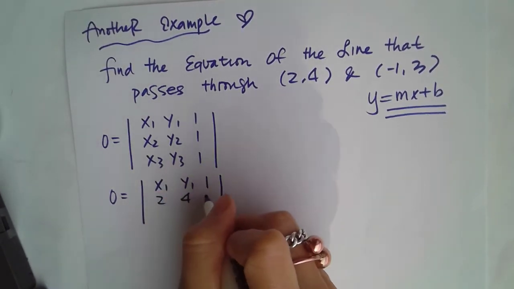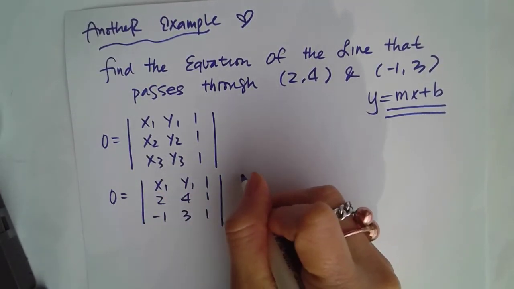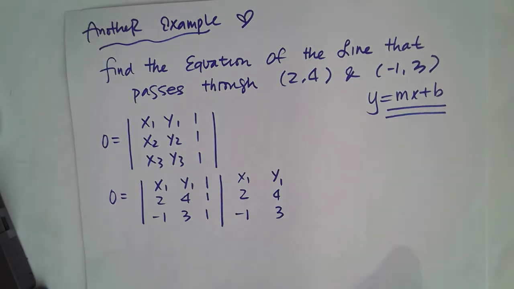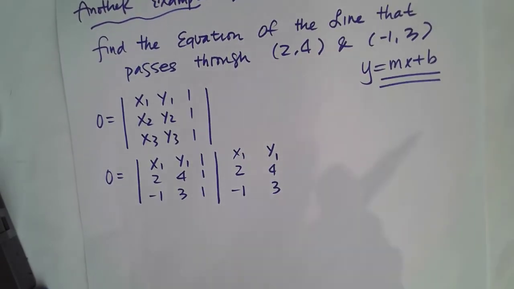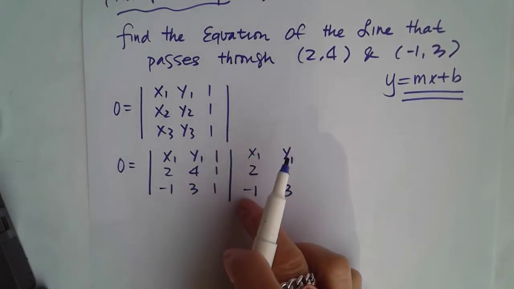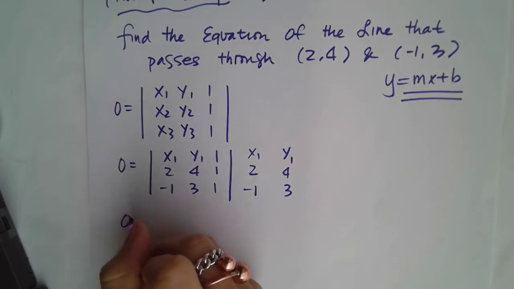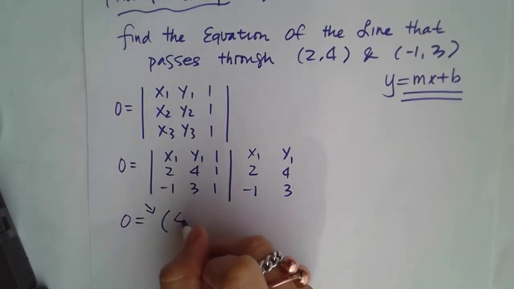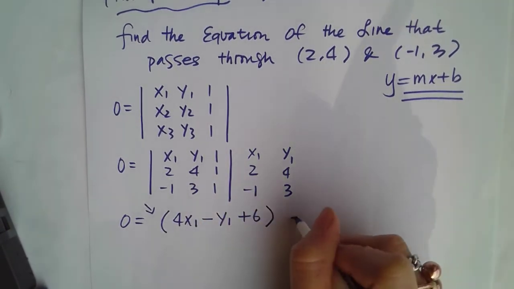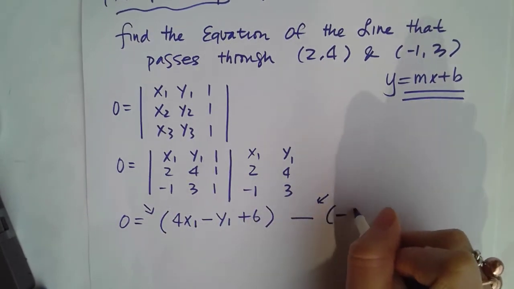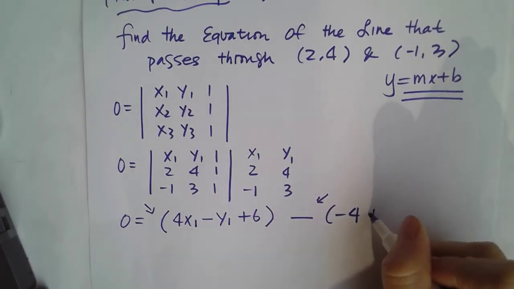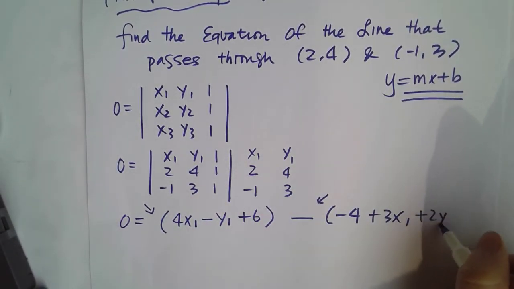So 2, 4, 1, -1, 3, 1, and we're going to calculate the determinant, like we always do. Notice we haven't used the minors and cofactors method, so we're just using the diagonal method. I know, it's a little cheating, but it is a lot simpler, don't you think? All right, 2, 4, 1, -1, 3, 1, just make sure that you copied everything correctly. So 0 equals, again, diagonals this way, 4x1, -y1, and plus 6. Again, diagonals this way, -4, we're just computing the determinant of a 3x3 matrix. -4, positive 3x1, and plus 2y1.